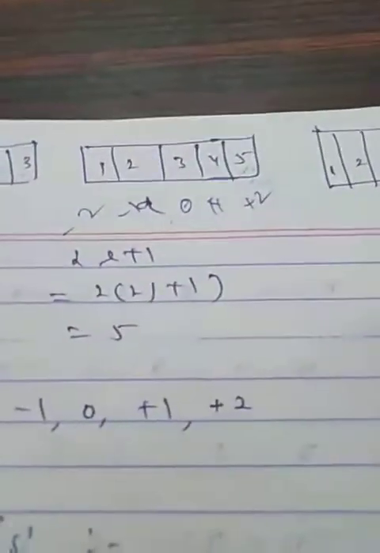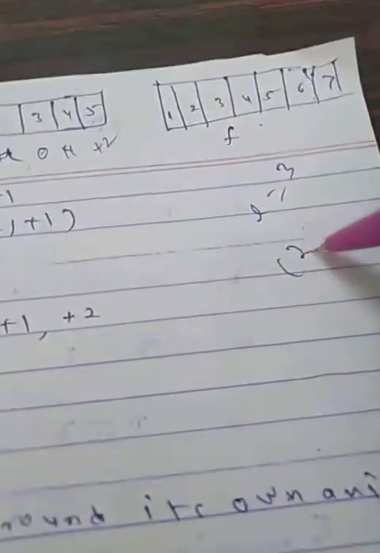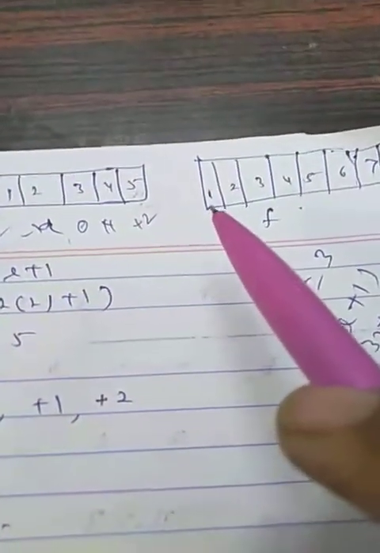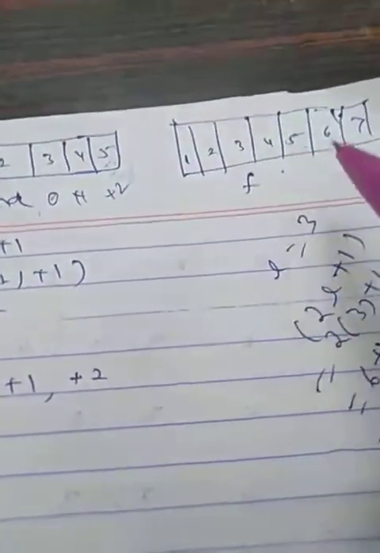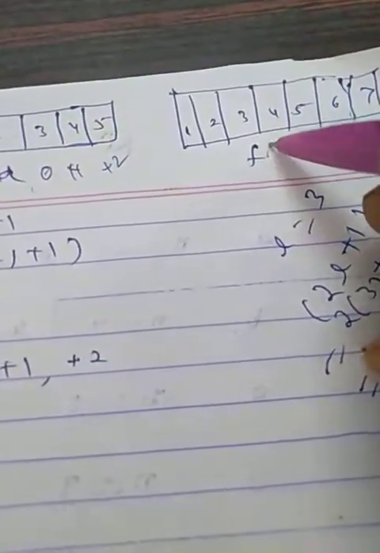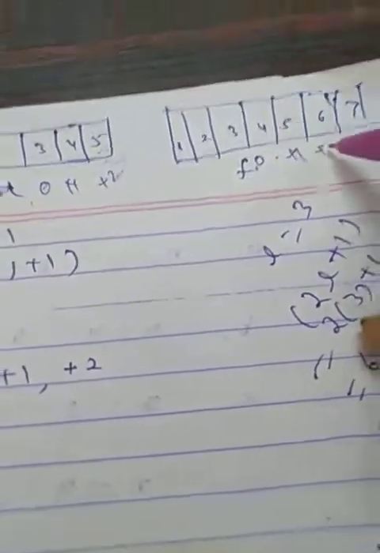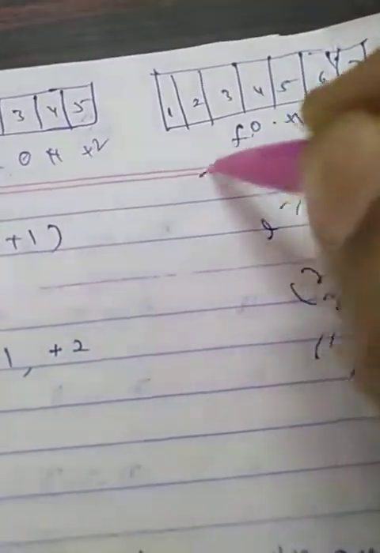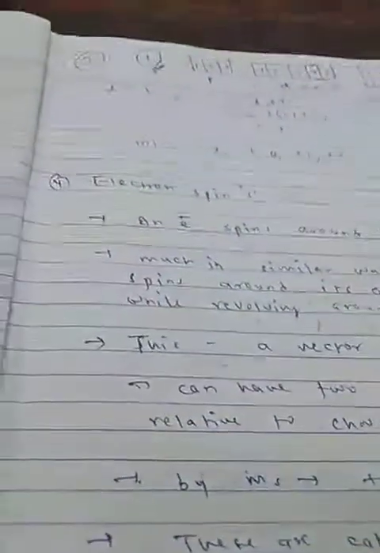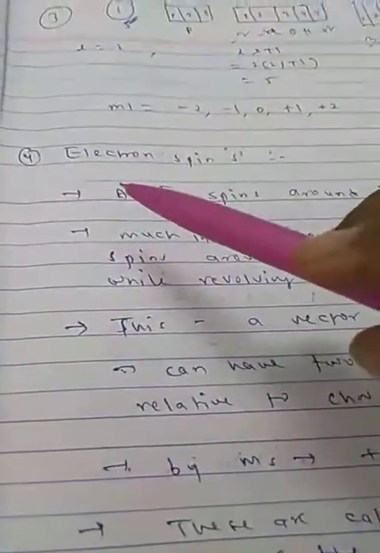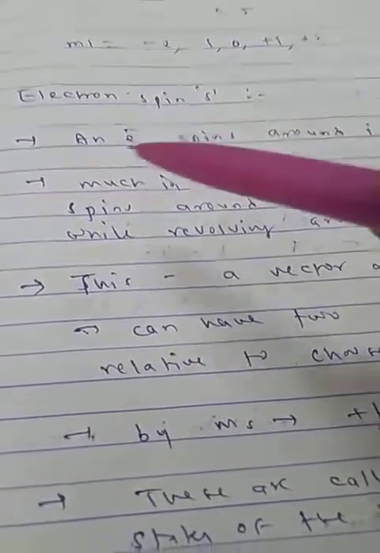Now next, for f, L is equal to 3, 2L plus 1 is equal to 2 times 3 plus 1. This one is 6 plus 1, which means 7. So f has 7 subshells, 1, 2, 3, 4, 5, 6, 7. How? You can write here 0, here plus 1, plus 2, plus 3, minus 1, minus 2 and minus 3. Like that you can fill. We will learn filling later.